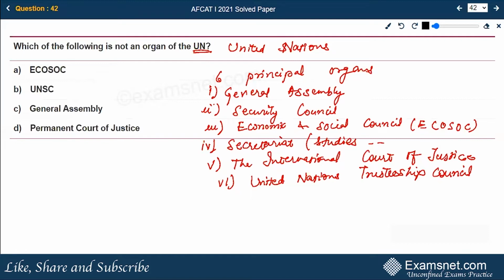So you can easily see from here, ECOSOC is an organ of the UN. UNSC is there, General Assembly is there. Permanent Court of Justice is not an organ of the UN. So option D is the answer to this question.